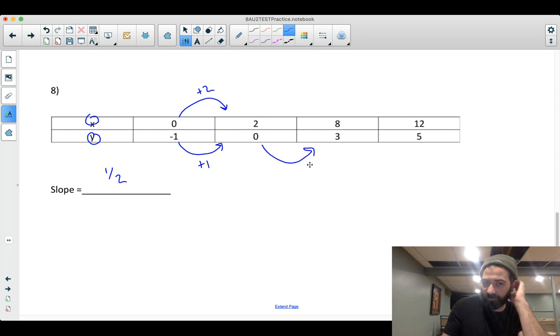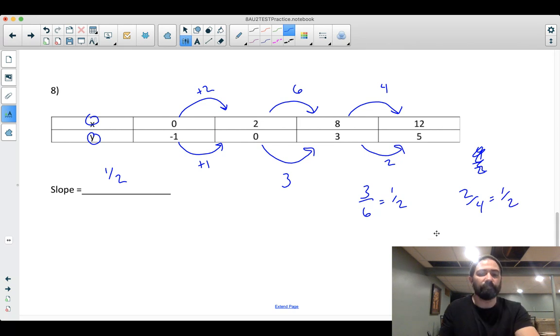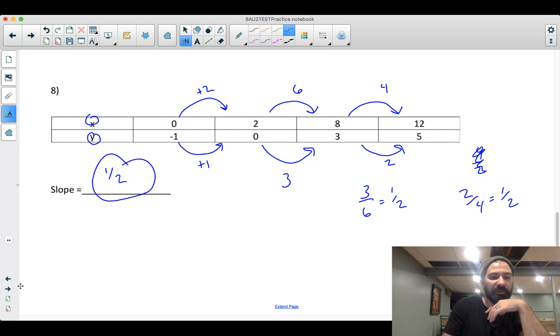Hey, check it here. I know if you look here, from 0 to 3 is 3. From 2 to 8 is 6. 3 over 6 just reduces down to 1 over 2. Same thing here. 8 to 12 is 4. 3 to 5 is 2. 4 over 2, oh, sorry, not 4 over 2. 2 over 4 is 1/2. All of them are the same slope, regardless of which 2 points we picked.